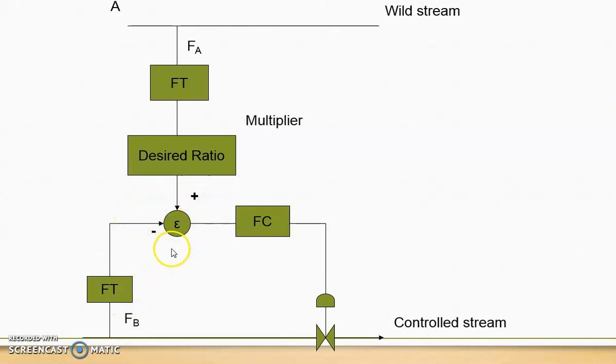Then it is compared with the desired ratio, and if it is not as per the requirement, then again we have the manipulated variable which will help to maintain the ratio at the particular desired ratio. So this is another example of the ratio control system.